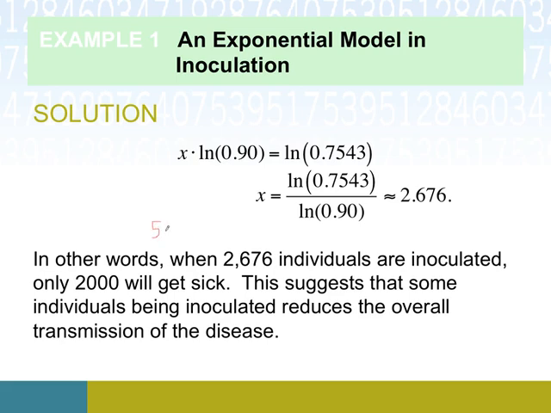This is claiming that only 2,000 of them are going to get sick, and the other 2,676 are the ones getting inoculated. So there's some number of people, more than 0, 300 and what is that, 24, who aren't inoculated but also aren't getting sick. So this is actually a really interesting model in life science that basically is claiming that inoculating people saves other individuals from getting sick, which is kind of cool.